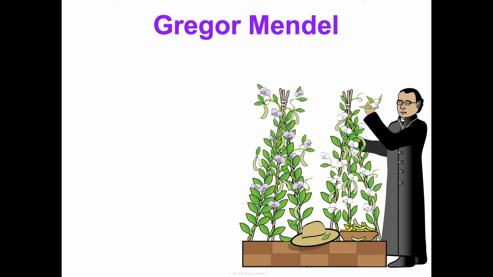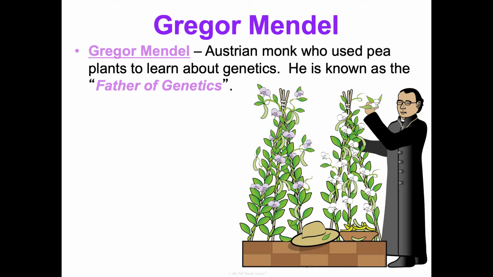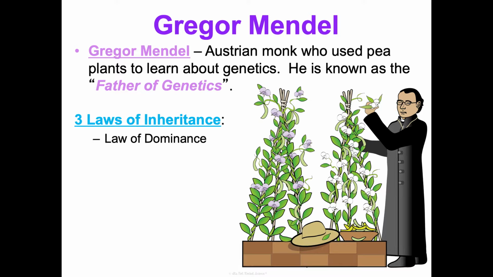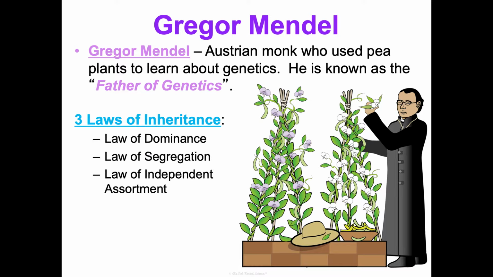So the title of this concept is Mendelian genetics. So I would be remiss to not mention who Gregor Mendel is, since that's what this is all titled. So he was an Austrian monk. And what he did was he loved plants. And so he used pea plants specifically to study and learn about genetics. And he is known as the father of genetics because what he discovered about these pea plants set the foundation for what we know genetics to be today. And he basically organized his observations into 3 laws of inheritance. The law of dominance, the law of segregation, and the law of independent assortment.